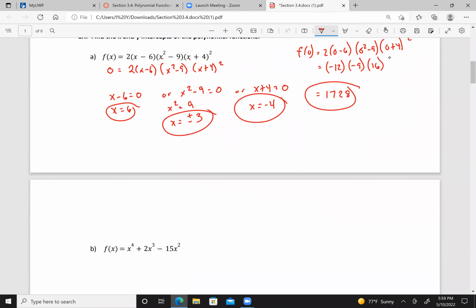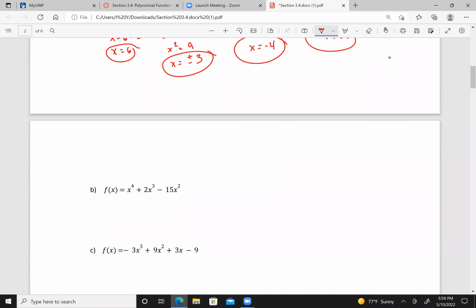Okay, finding the x-intercepts and the y-intercepts again. So to find the y-intercept, we let x equal 0. I find f of 0, which is 0 plus 2 times 0 minus 15 times 0, which is 0. So looking at 0, 0 here, coincidentally, I only have one y-intercept.